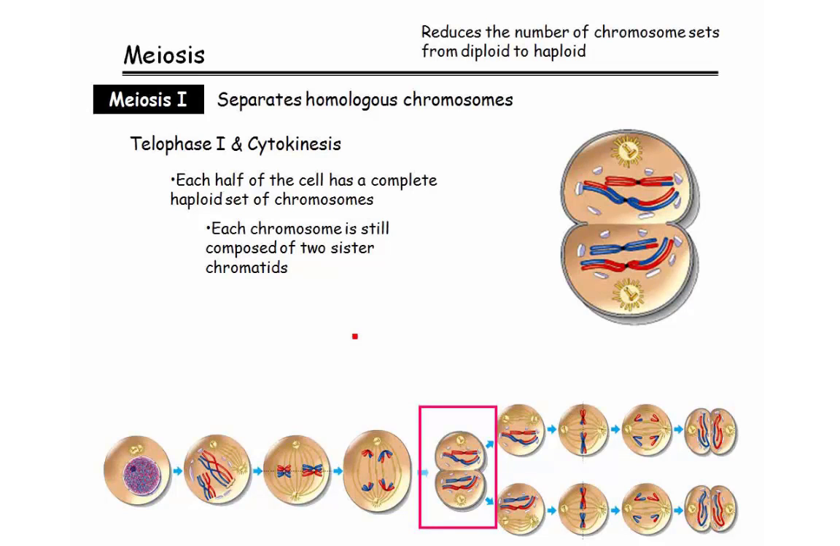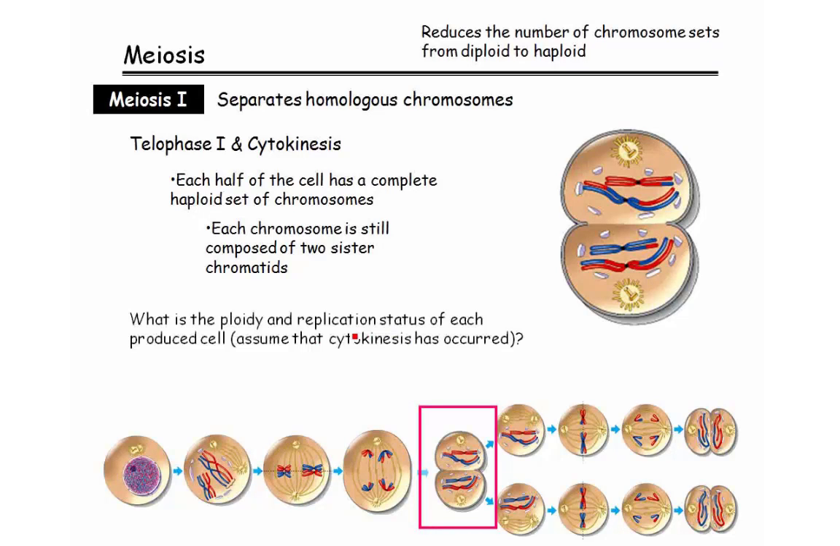Notice that at this point, each chromosome is still composed of 2 sister chromatids. Cytokinesis is going to take place as well, and if we assume that cytokinesis has occurred, the ploidy and replication status of each of these cells is going to be haploid, and it is going to be duplicated. So notice that each of these cells has only 1 large chromosome and 1 small chromosome, and the chromosomes are always composed of 2 chromatids each.